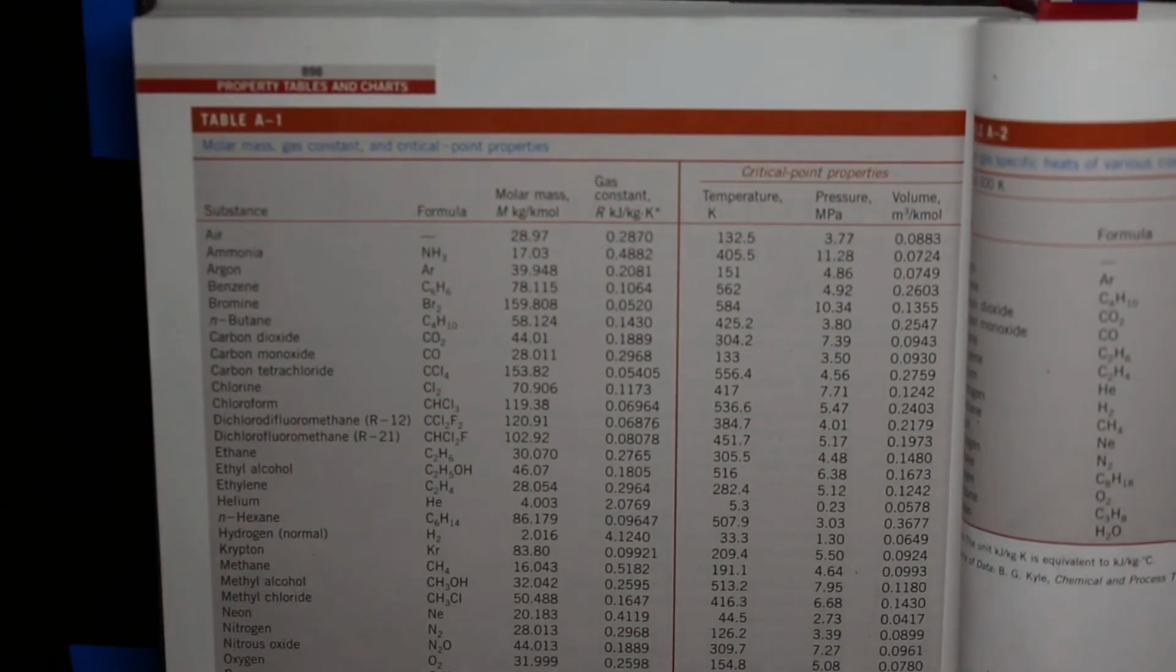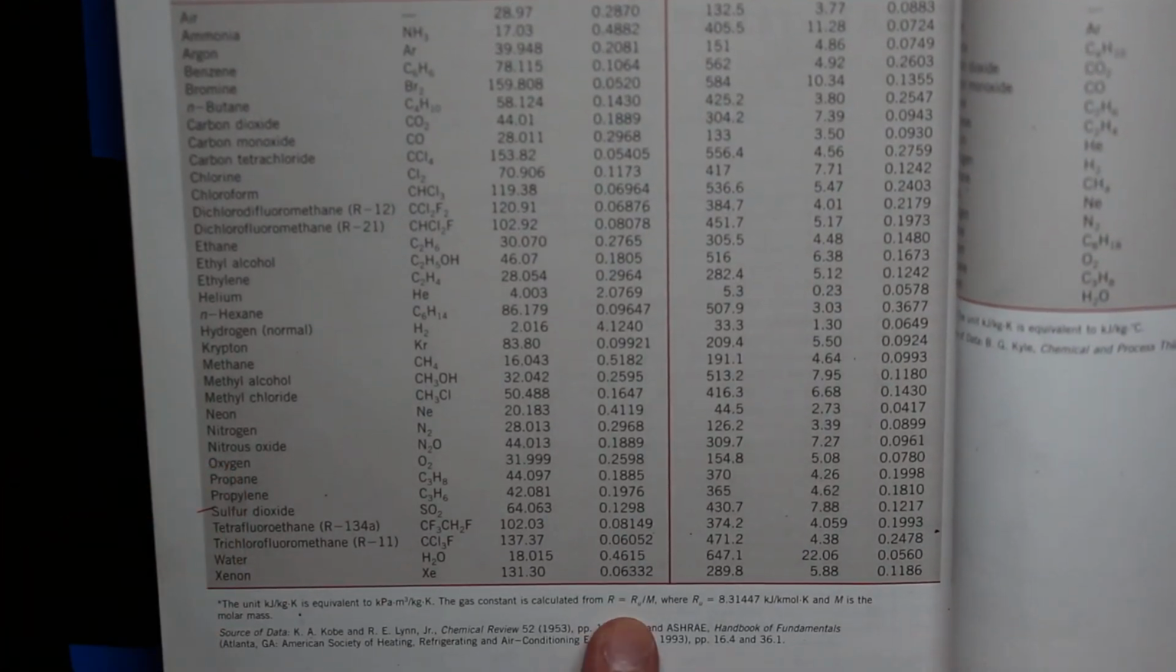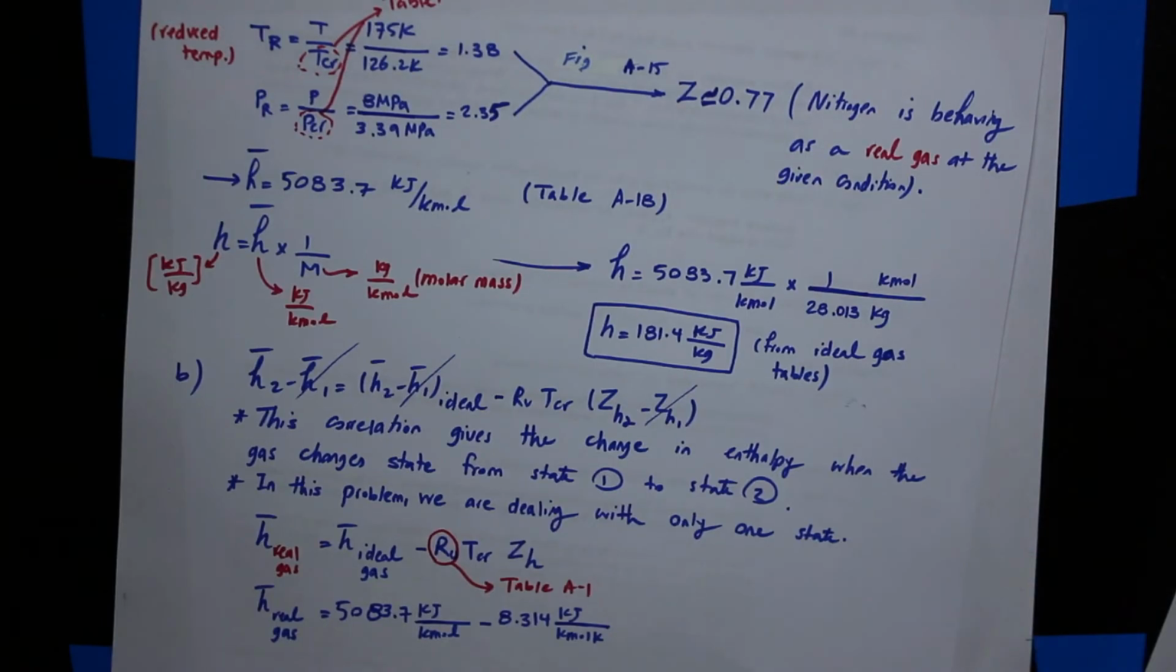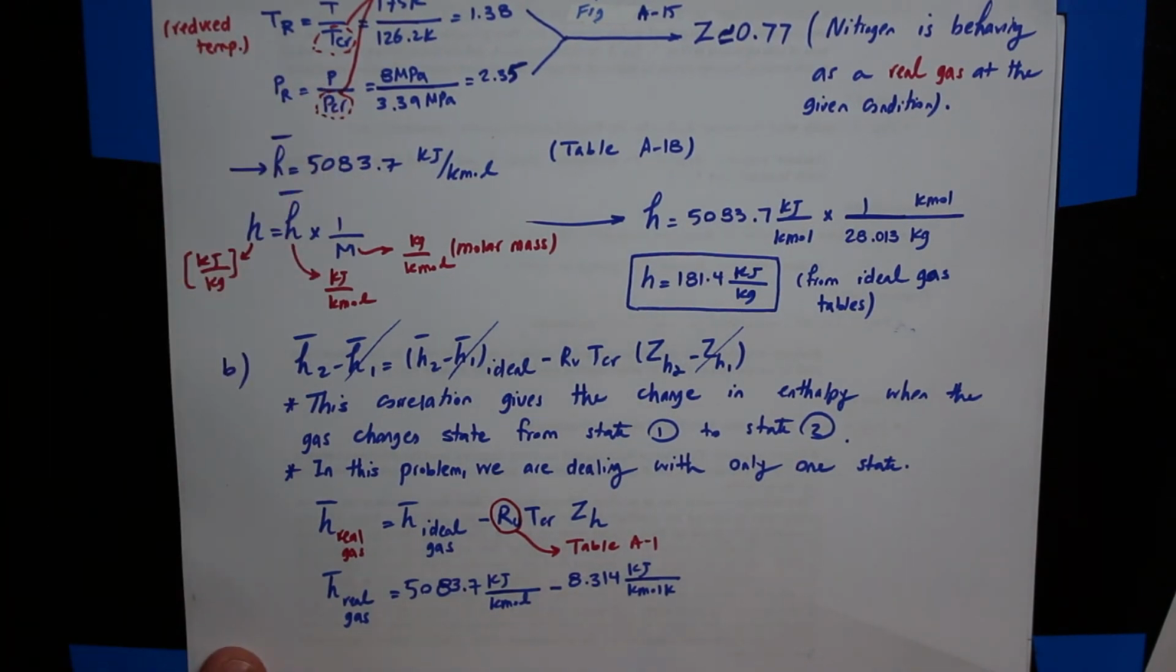So go to A1. This is A1, right? This is the table. Right at the very end of the table, here it says RU is equal to 8.314 kilojoule per kilomole Kelvin. This is where you can obtain the RU value. That RU is called the universal gas constant, and as the name says, it's a constant number no matter what gas you are using. We have the same number for air, for hydrogen, for argon, for nitrogen, you name it. All of them are using the same RU value.